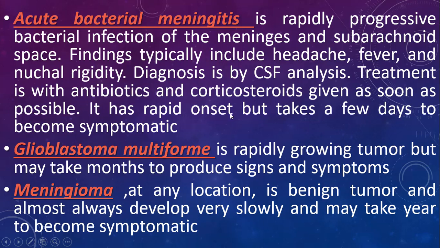It has a rapid onset but takes a few days to become symptomatic. Glioblastoma multiforme is a rapidly growing tumor but may take months to produce signs and symptoms. Meningioma at any location is a benign tumor and almost always develops very slowly and may take years to become symptomatic.